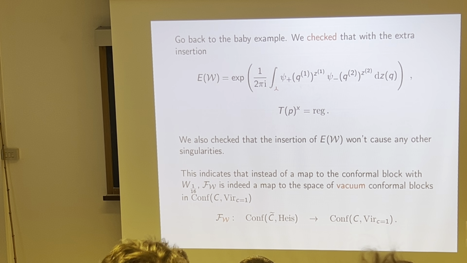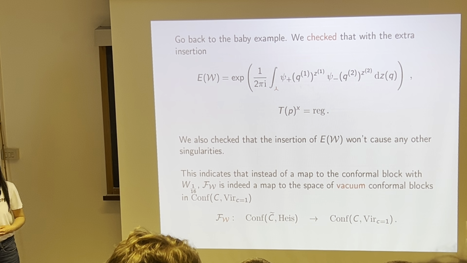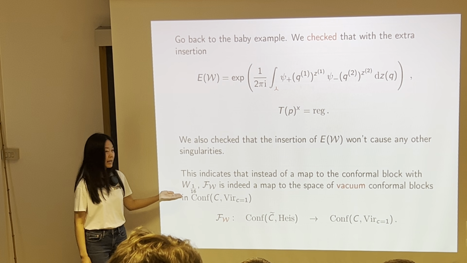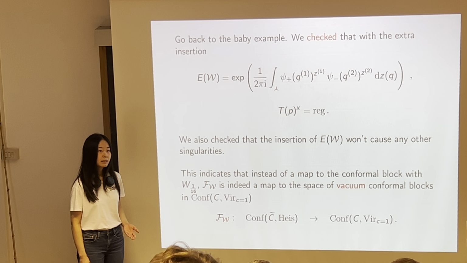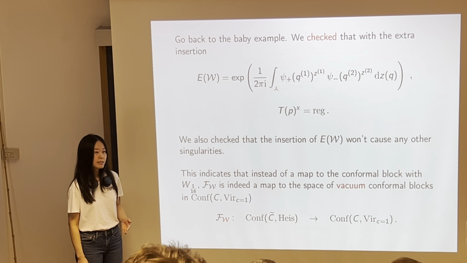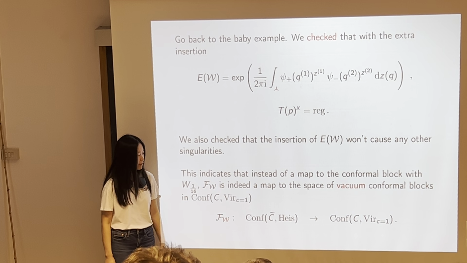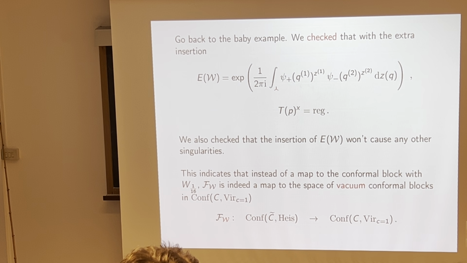And we can also check that with this extra insertion of EW, this won't cause any other singularities. So this indicates that instead of a map to the conformal blocks with extra insertions at branch points, now this FW we constructed using the spectral network is indeed a map into the space of vacuum conformal blocks of Virasoro algebra at c equals 1. So I hope this explains a little bit about what our non-Abelianization map is.